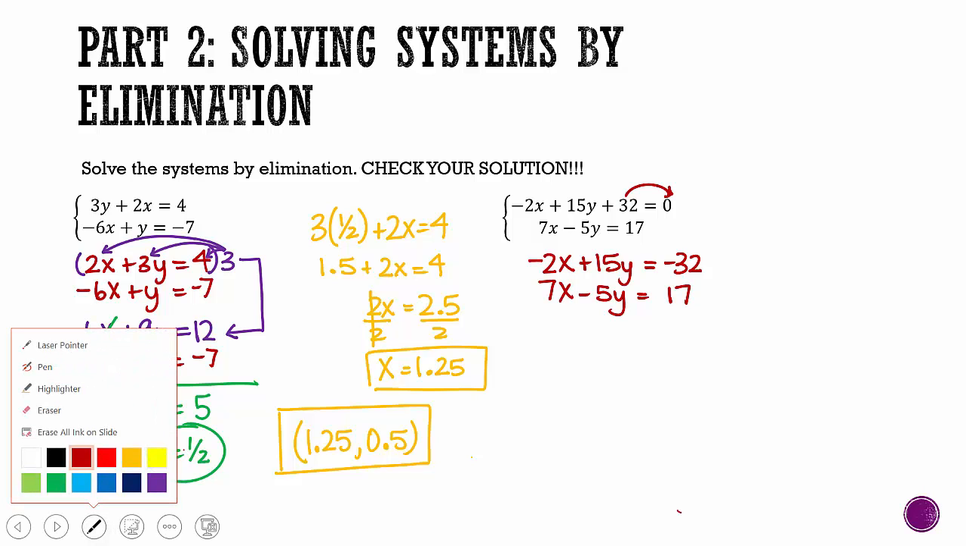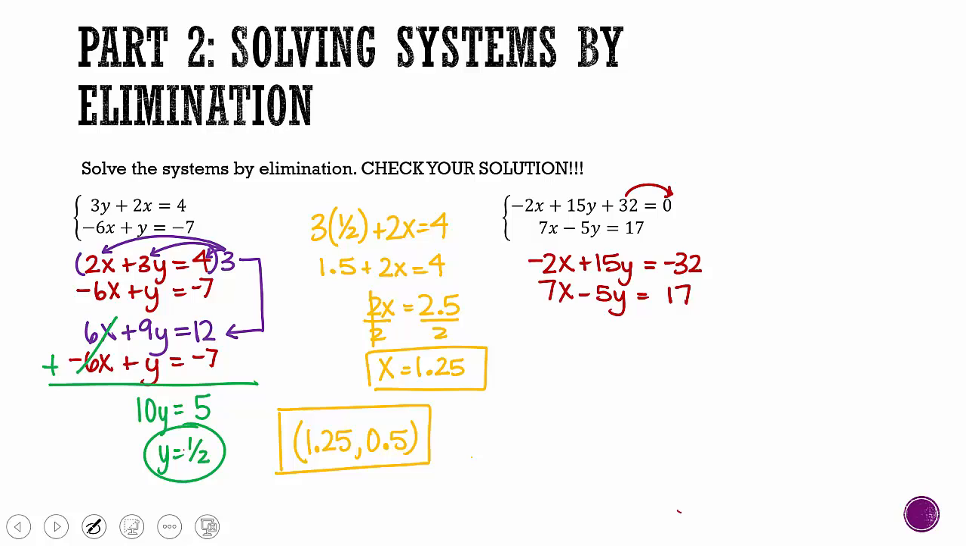So then this is where I get to choose. What do I want to get rid of? If I look at my x's, if I want to get rid of them, I can't turn 2 into 7 and I can't turn 7 into 2. But just like when we were doing denominators, I can turn them both into 14. You can go ahead and do that and get rid of your x's, or you can take a look at your y's. One of them's positive 15 and one of them's negative 5. If I multiply negative 5 by 3, it'll turn into positive 15.